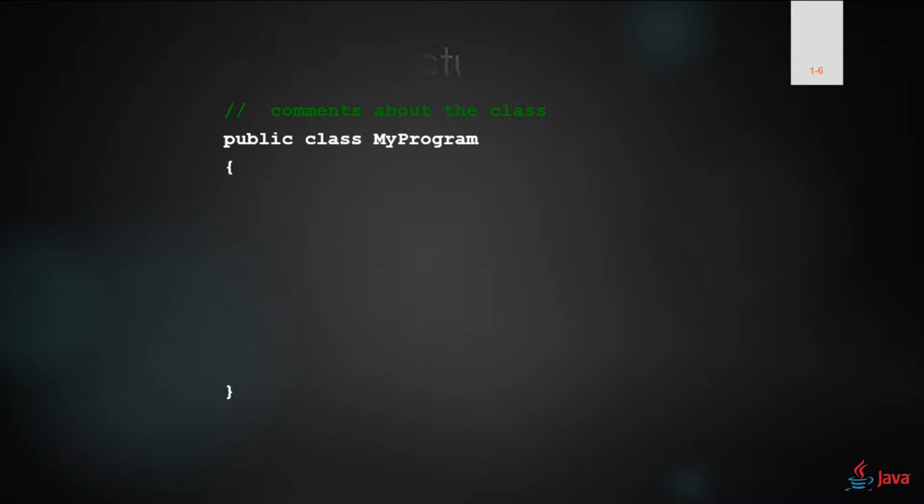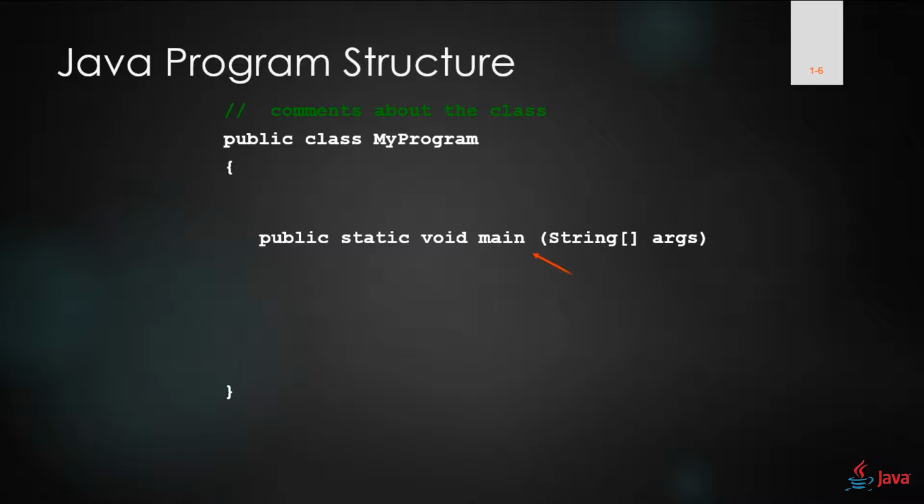So in this next slide you can see that there is the main method inside this class. And just like the main class, the public static void main(String[] args), this is the method header, and inside their own curly braces is the method body.